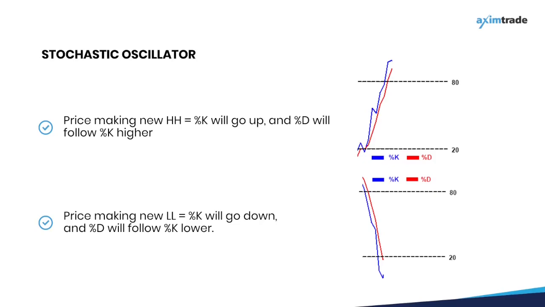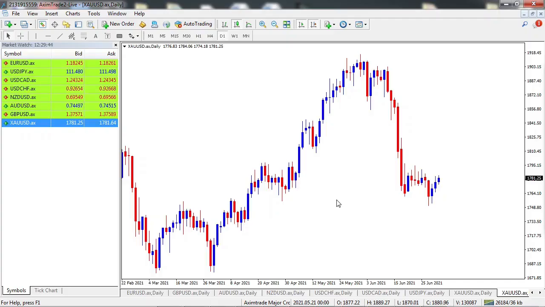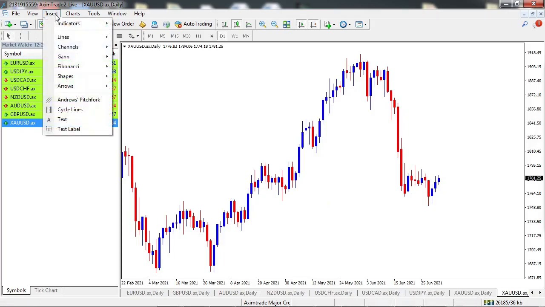We'll go through the stochastic indicator trading technique in detail on chart, and also how to use it in combination with price action. Let's begin with placing the stochastic oscillator on chart. To place the stochastic oscillator on chart, there are a few methods to do it. The first method is to go to Insert, then Indicators.